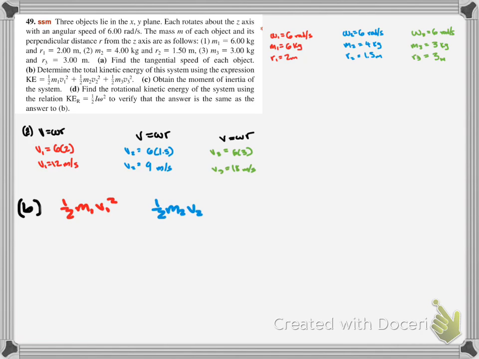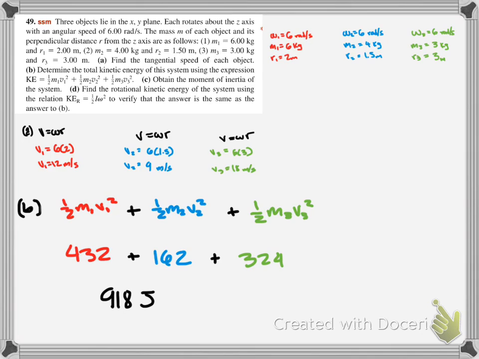So let's write the equation down, color code it to make it easier to understand, and then you just substitute in your values. Once you substitute in your values for m1 to be 12, for v1 to be 12, m2 to be 6... and then m2 to be 4, and v2 to be 9, and m3 to be 3, and v3 to be 18, you get 432 plus 162 plus 324. And then once you add that, you should get 918 joules. And that's the answer for B.